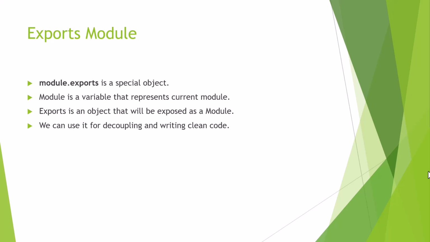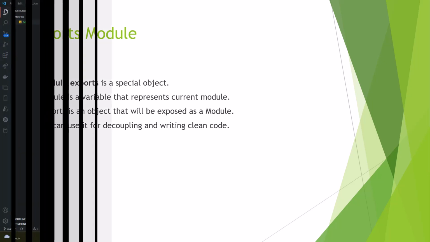Primarily, it is used for decoupling and writing clean code, because it helps you decouple the code and make it more manageable and keep the code very clean. So without wasting any more time on theory, let's practically see how we could use the exports module within Node.js.